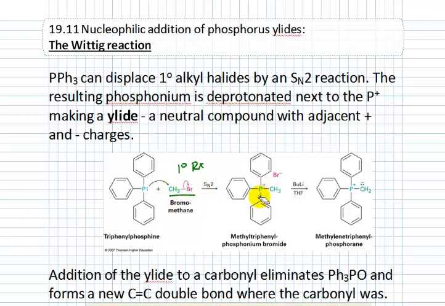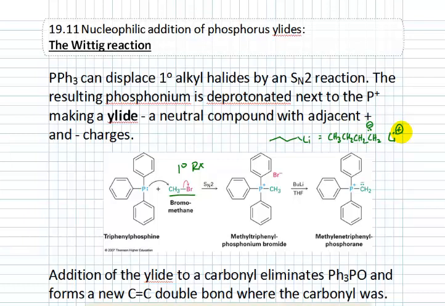So we have P plus, right? P with 4 bonds is a plus, just like nitrogen with 4 bonds. Here's the R group that came from the alkyl halide. Now we need to take some sort of strong base, right? N-butyllithium, right? CH3, CH2, CH2, CH2, Li. That reacts like a carbanion, right? Where it's a C minus. So just like a Grignard reagent, essentially.